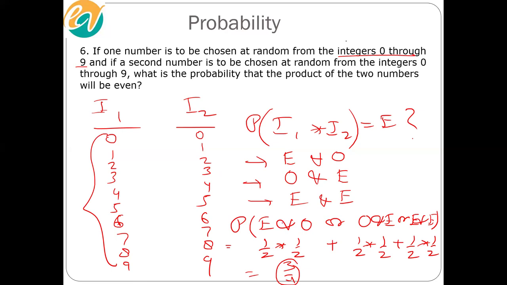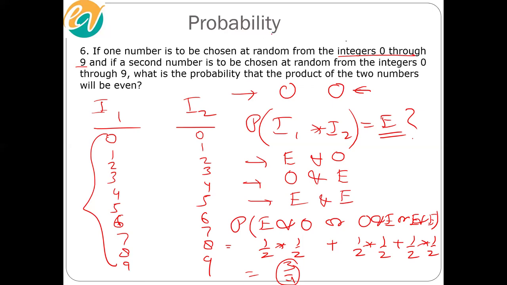All right. There is obviously a shorter way. What's the shorter way? The shorter way would be if you flip the problem. Notice the goal is to get an even product. Now the only instance when you would not get an even product is when both are odd. So you find out the probability when both are odd and then subtract it from 1.